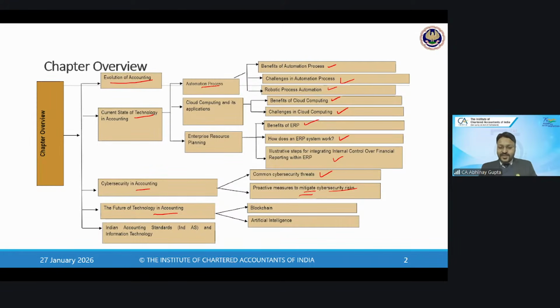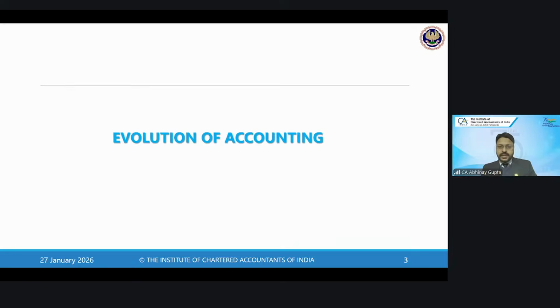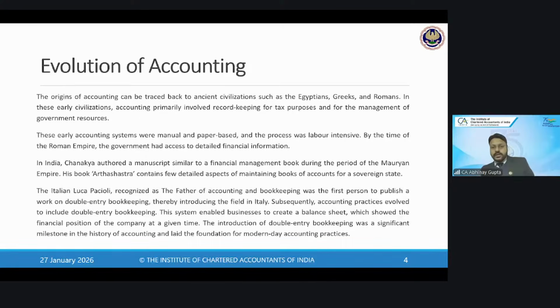Okay. So that's the brief overview of what we are going to talk about today, right? So let's dive into the details. So, evolution of accounting. What do you think? How old is accounting? Since when did we start doing accounting? Any guesses? No, sir, I'm not ready, but we started with the single entry system, I believe.